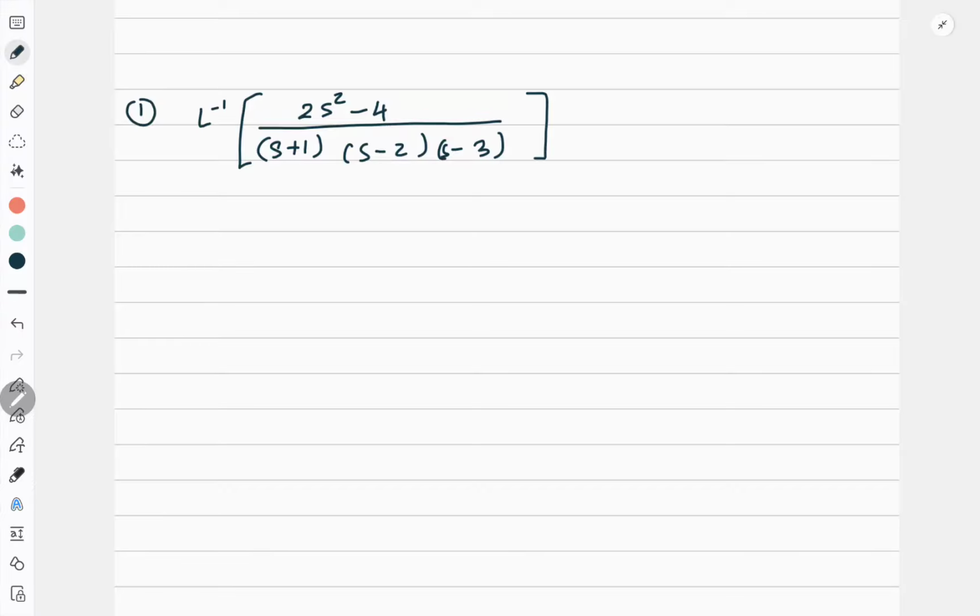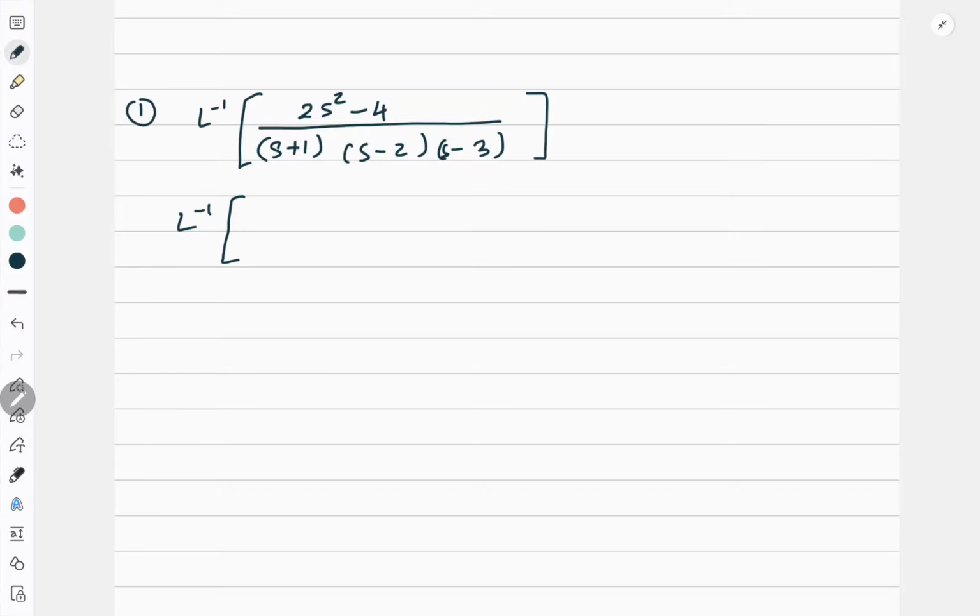I have uploaded one video on partial fractions so that you can use it. I will put the link in the chat box also. Now let us see how to do this question. If I observe the question, the denominator has linear factors and they are not repeated. So I can do the partial fractions orally.